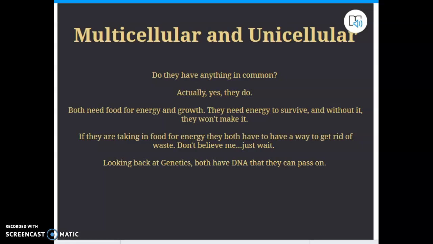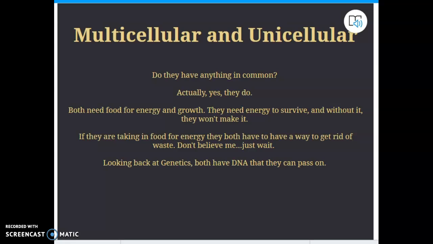This is where I'm kind of going to wrap things up for us in here and for people at home. I'll try to do this when I do my Zoom as well. Unicellular and multicellular. As I've looked through some things, every once in a while you're asked to find what these things have in common. And they do have a few things that are similar. They both have to have food for energy. They need energy to survive. If they don't have energy, guess what? They're not going to make it.